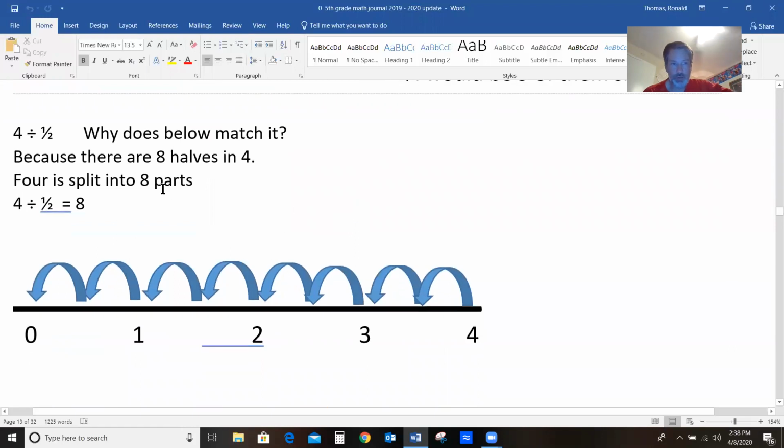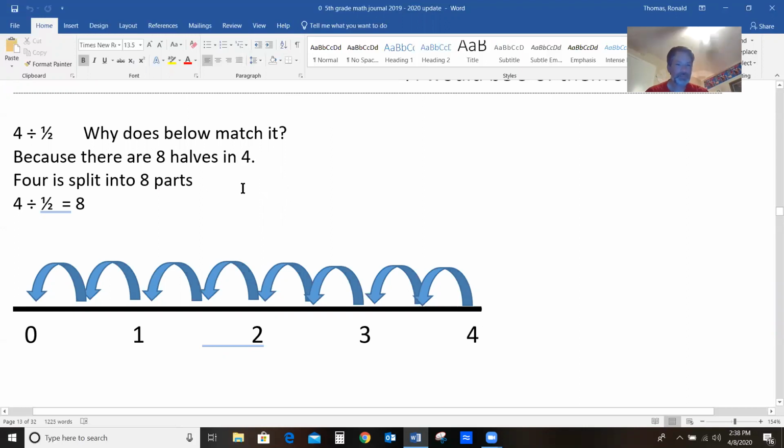Now, 4 divided by a half. You can tell I'm like, okay, let's think about this. Why does below match it? Well, it's 4. 4 is cut up. That's what I'm trying to say. The 4 is cut up. 4 divided by a half. Why does below match? Because there are 8 halves in 4. Think about that for a minute.